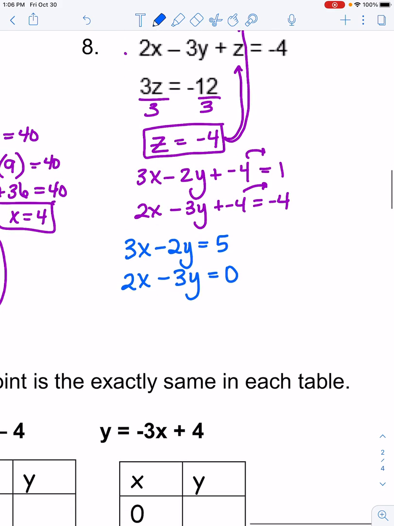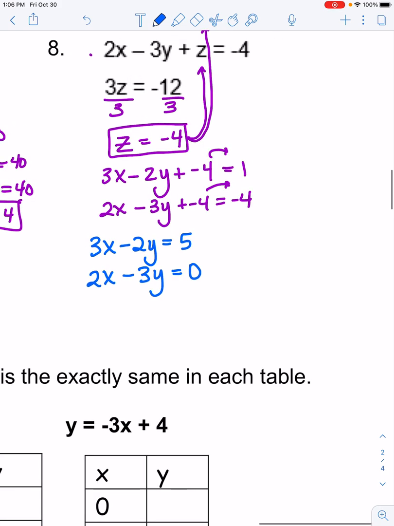Okay, so now if they want us to use substitution, we're going to have to isolate a variable and plug it in to the other equation. Honestly, I would say this would be a much better elimination problem, but either way, it's going to take some extra work. So let's just go ahead and isolate maybe my x on the bottom equation. Okay, I'm going to do that by adding the 3y over and dividing by 2. So x equals, oops, that was a 2, 3/2 y.